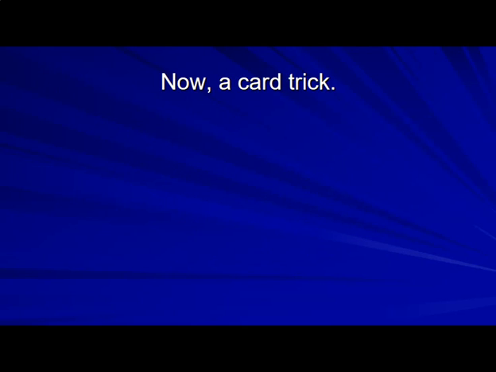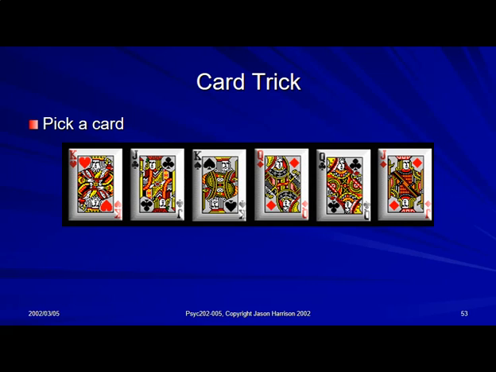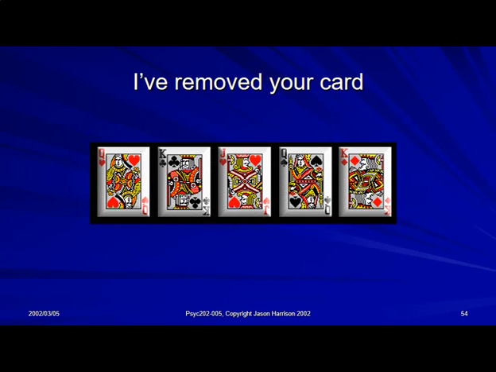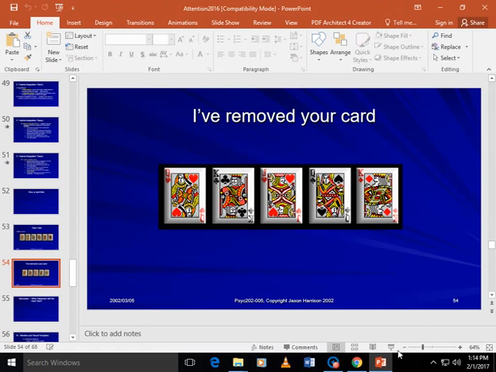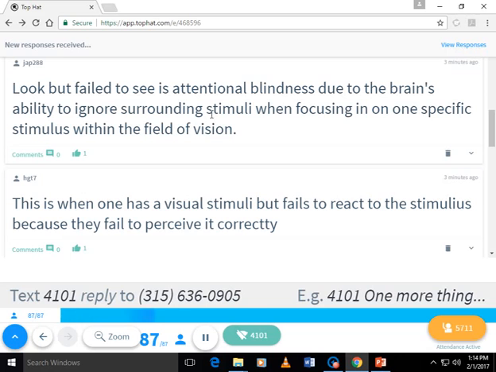Okay, so we're going to switch and do a little bit of applied attention work. Amaze you all with my card trick. Pick a card, any card. Many of you have probably seen this on Facebook. Now, look, I removed your card. Are you amazed? No one's amazed. All right. Explain exactly what happened, if you managed to do it or not.